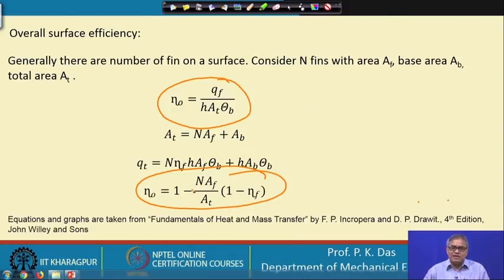So, in a heat exchanger, as we are not using a single fin, we need to have the basic information of fin efficiency, but from there we need to calculate the surface efficiency, which we need to use in the finned heat exchanger design.